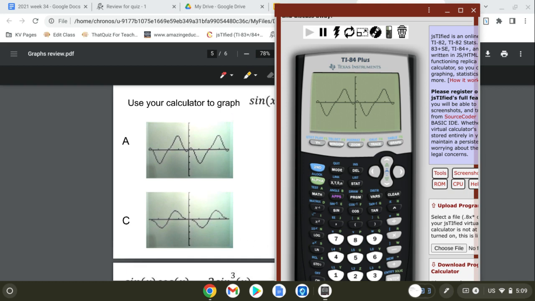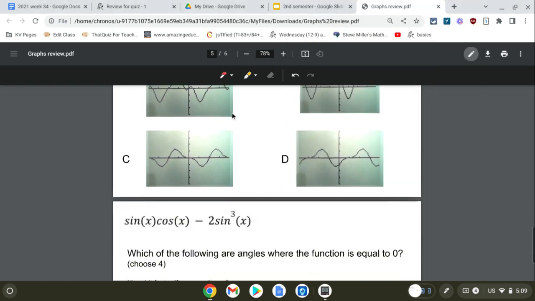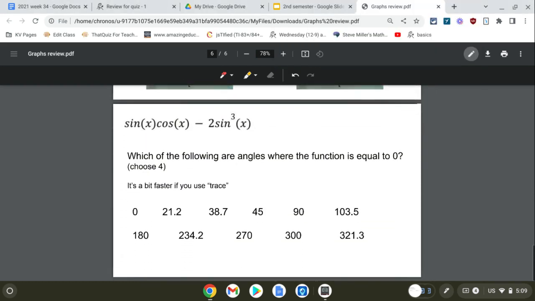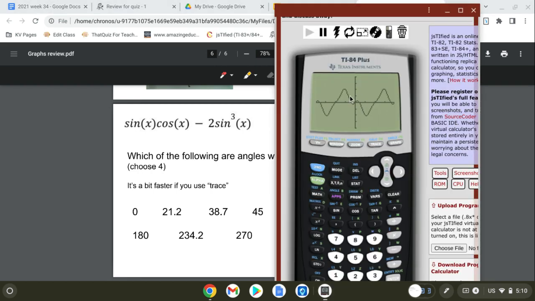So now the next question has to do with finding the zeros of this function. Which of the following are angles where the function is equal to 0? All right, I want you to choose 4 of these. There's 4 answers down here where this function is equal to 0.